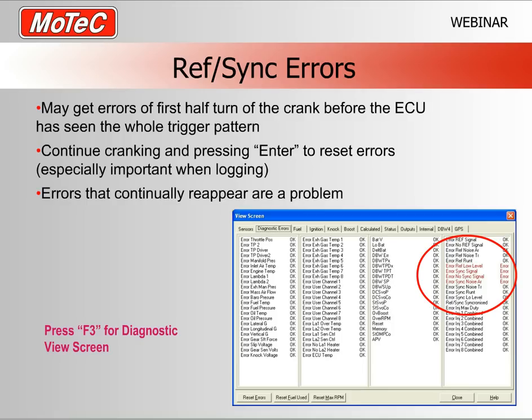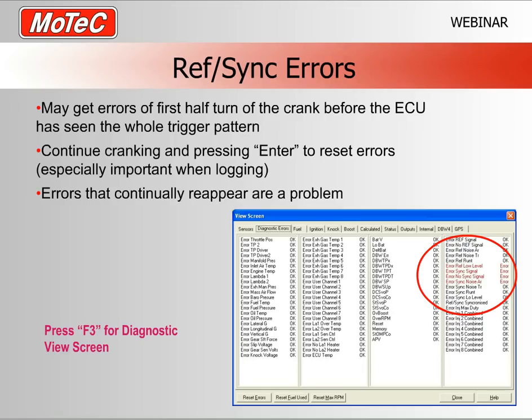Again, a bit of a practical explanation of what you're probably likely to see when you're trying to start an engine. The ECU will calculate these errors and warnings as soon as the crank starts turning, as soon as it sees RPM. So if you were looking at the diagnostic errors page as you started the engine, in the first quarter, half a turn of the crank, you are likely to get some errors. Simply the ECU hasn't seen the full pattern yet, so it's calculating errors on something it hasn't seen.